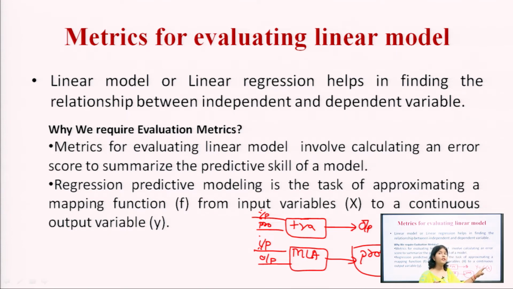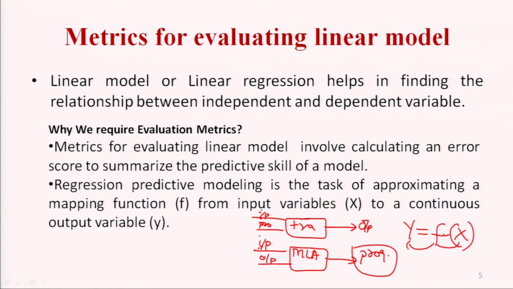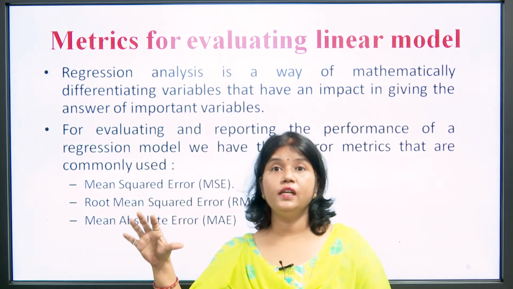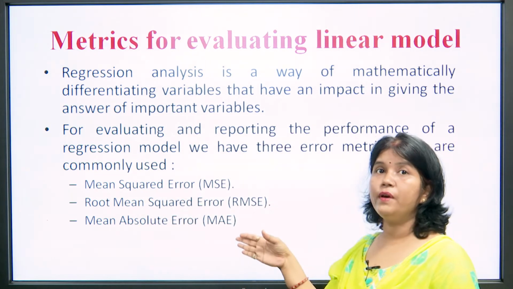So, regression predictive modeling is the task of approximating the mapping function f from input x to a continuous output variable y. So, y is a function of x, where x is the independent variable and y is the dependent variable, okay. So, what metrics will you use for this? Basically you will use these three metrics.